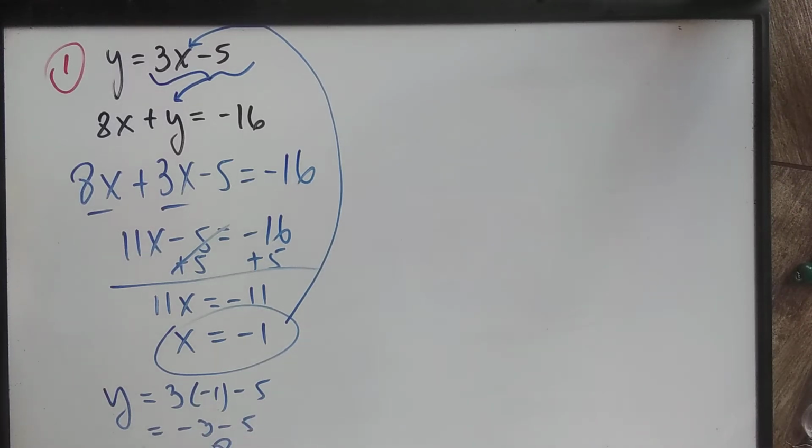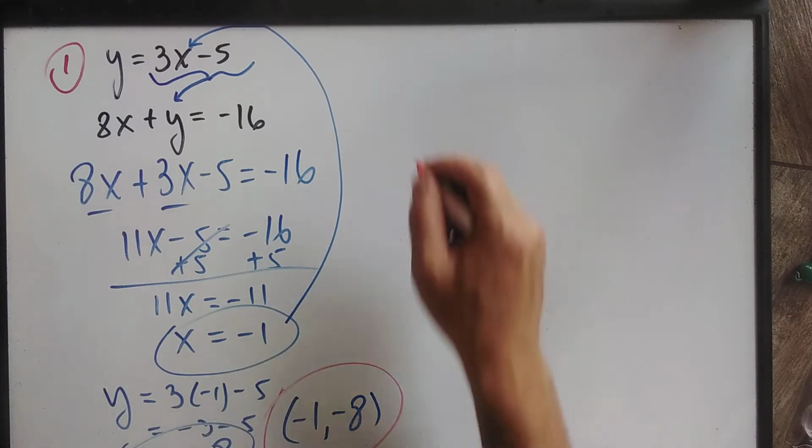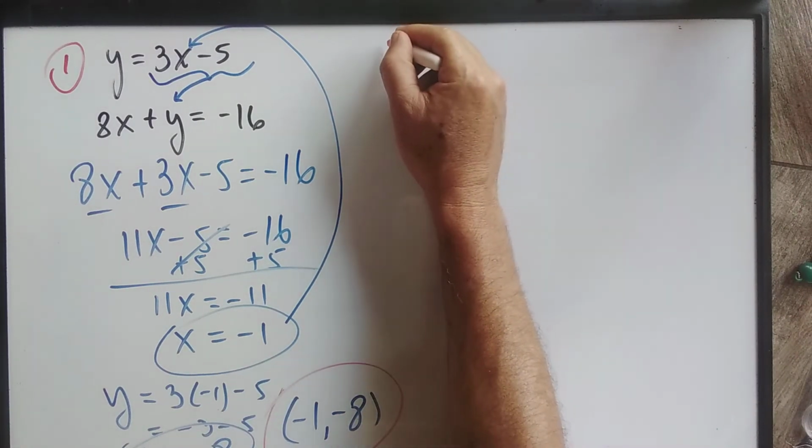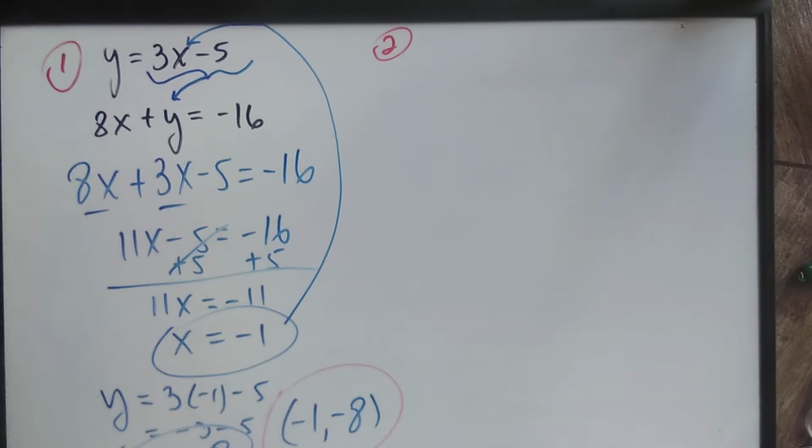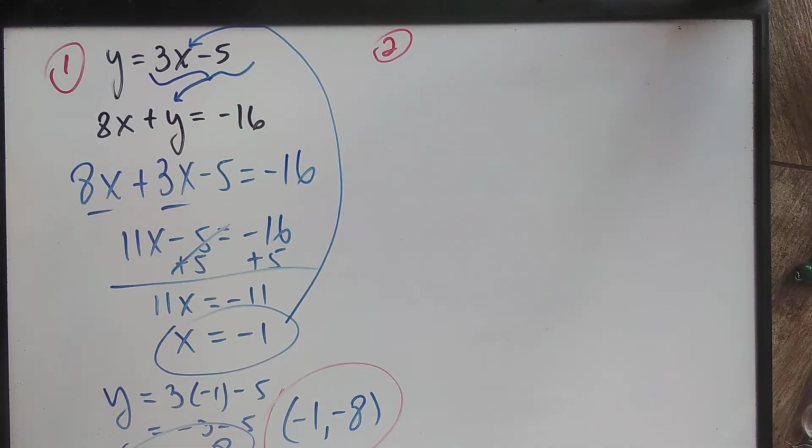So the solution to my system is going to be negative 1, negative 8. Okay, so I want to do the same system, but this time I'm gonna use the elimination method.